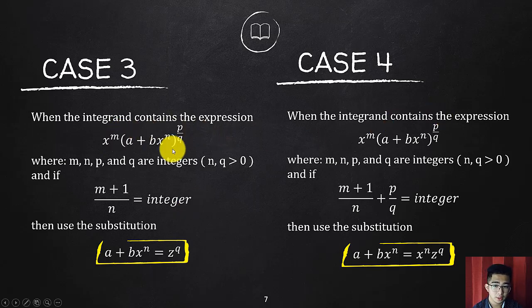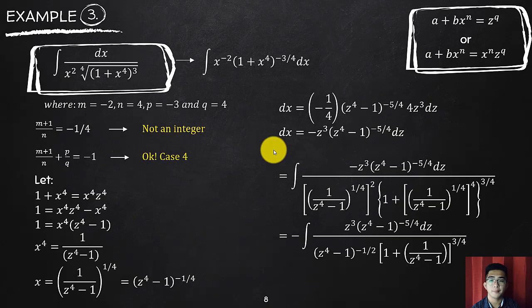Again, we're looking for this term, x raised to m, times a plus bx raised to n, quantity raised to p over q. Let's have example number 3. Does example number 3 fall under case 3 and case 4? Let's see. So we have the integral of dx over x squared, fourth root of quantity 1 plus x raised to 4 cubed. So at first glance, this might not even belong to case 3 or case 4.